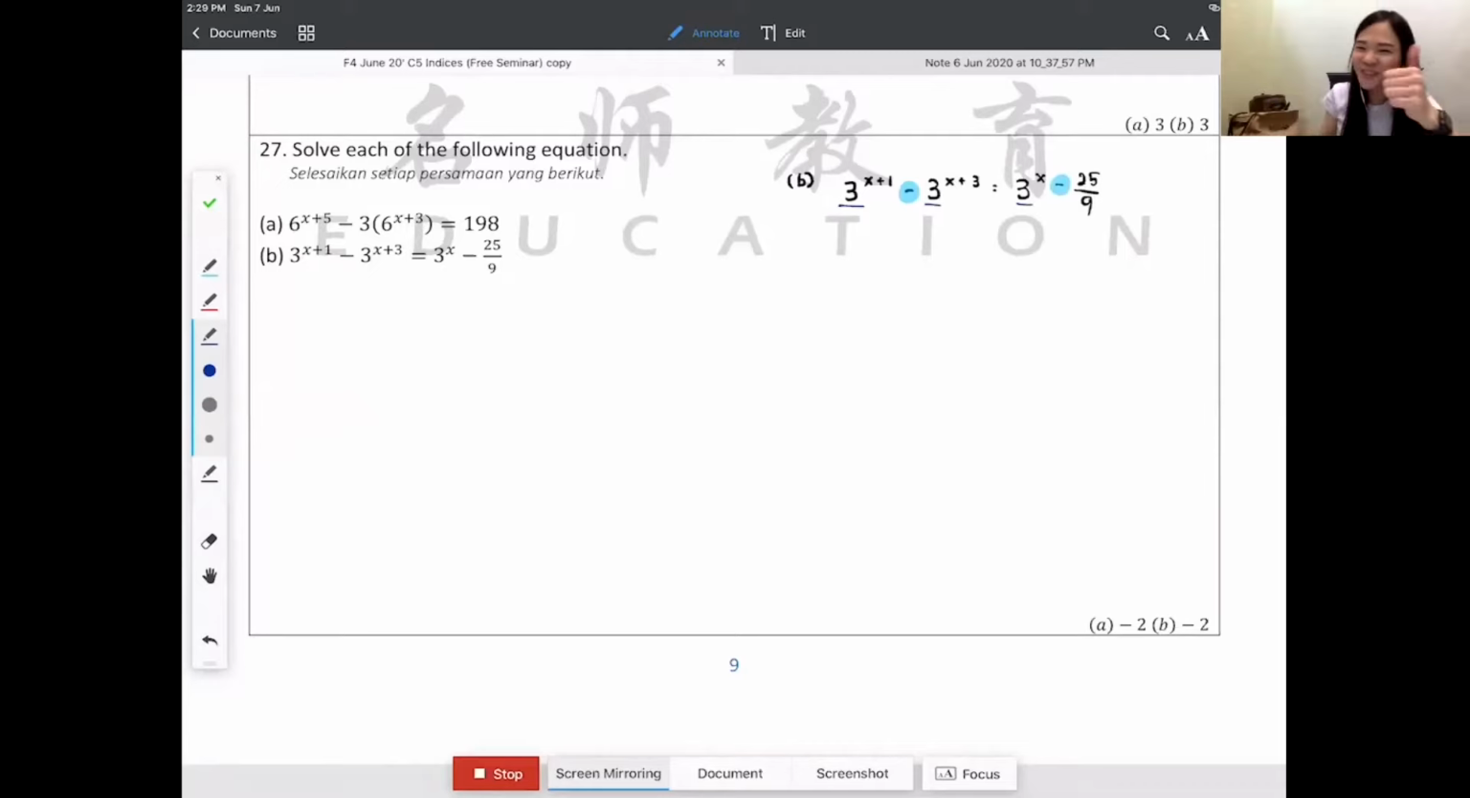Very good, Paying. So smart, my dear. Bring the 3x over. Because you should realize, this is 3, this is 3, this is 3, which all the same base one. Majority of them is actually the houses, correct? This negative 25 over 9, isn't it the security guard?